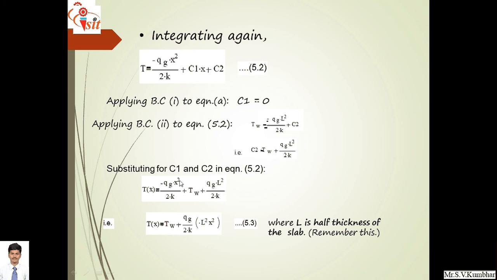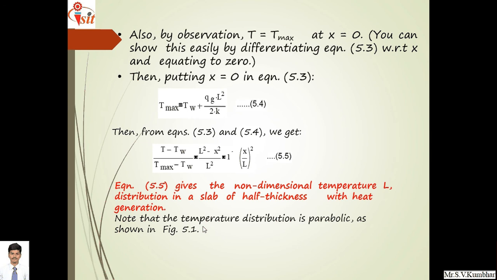Now if you observe carefully, the first and third terms have the same quantities. So taking all those quantities in common and writing in a bracket, that is Tx is equal to Tw, this Tw as it is, qg upon 2k is common, taking outside the bracket, L square minus x square, where L is the half thickness of the slab. Also by observation, T is the maximum temperature at x is equal to 0. Now putting x is equal to 0 in the earlier equation, we will get the maximum temperature T max is equal to Tw plus qg L square upon 2k.